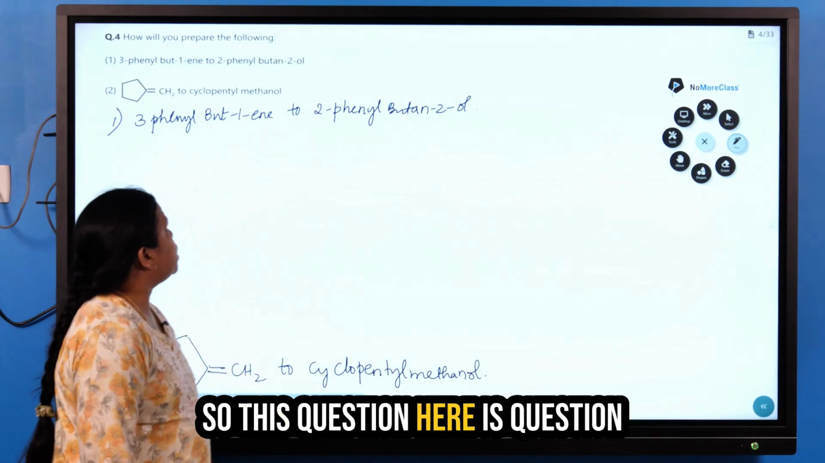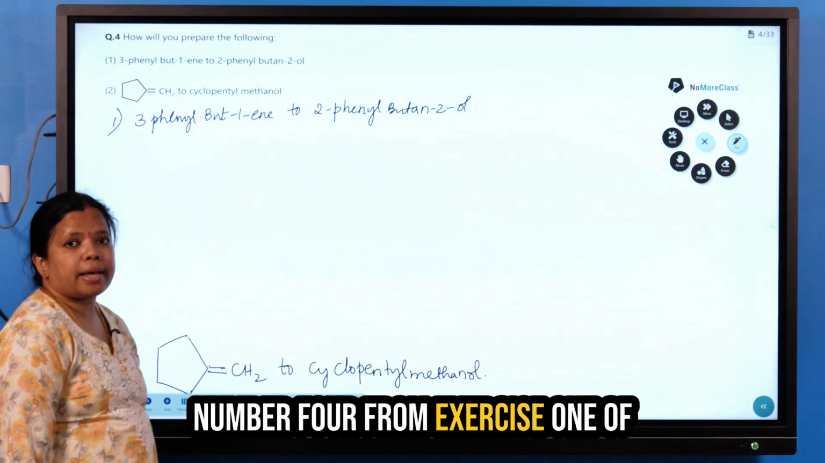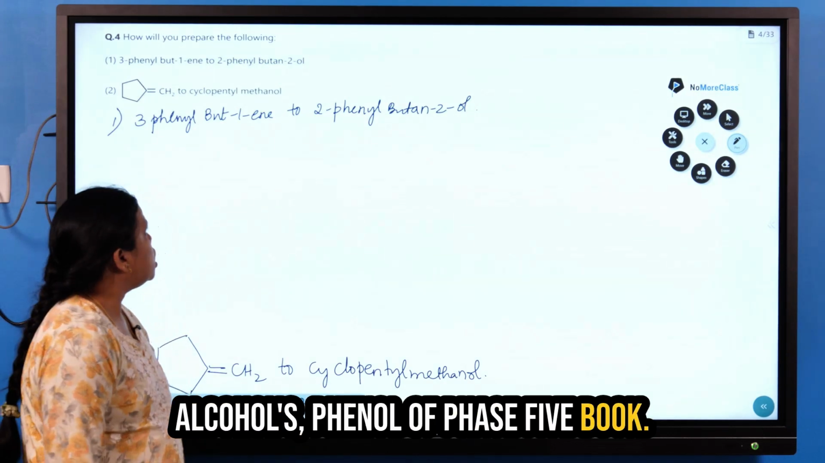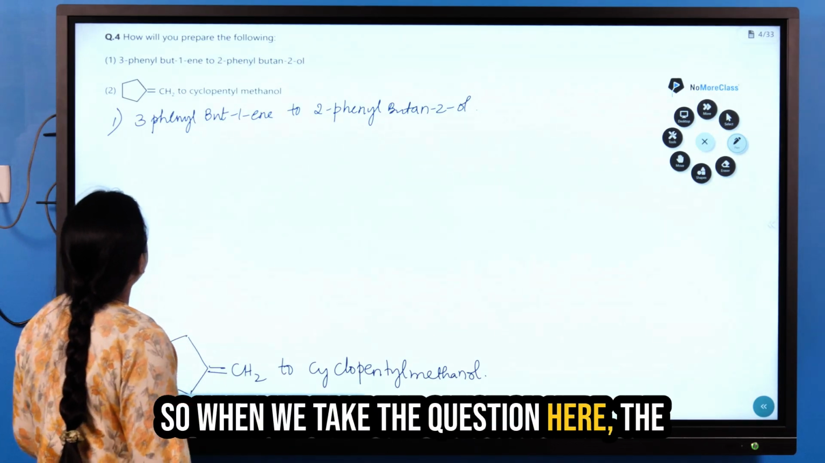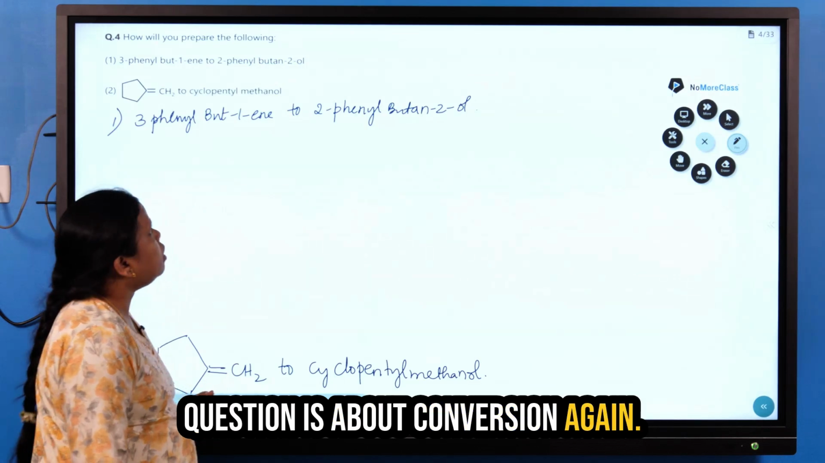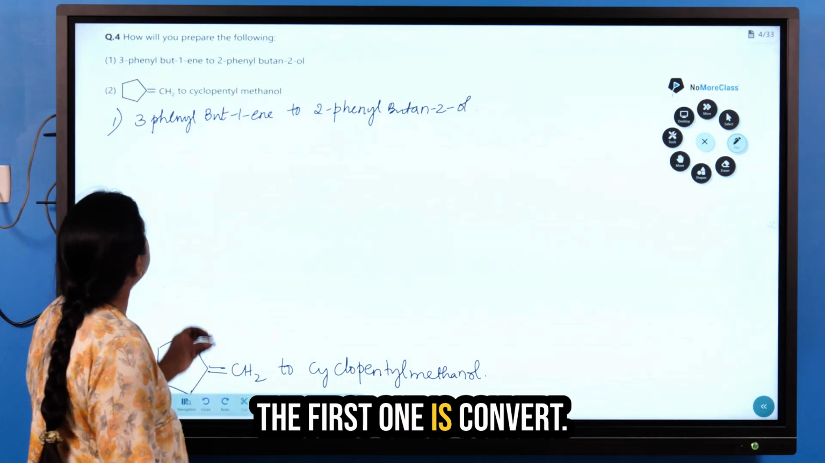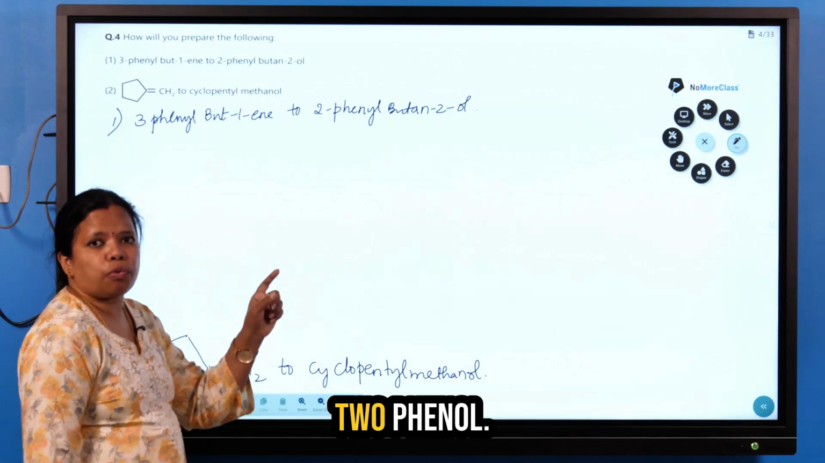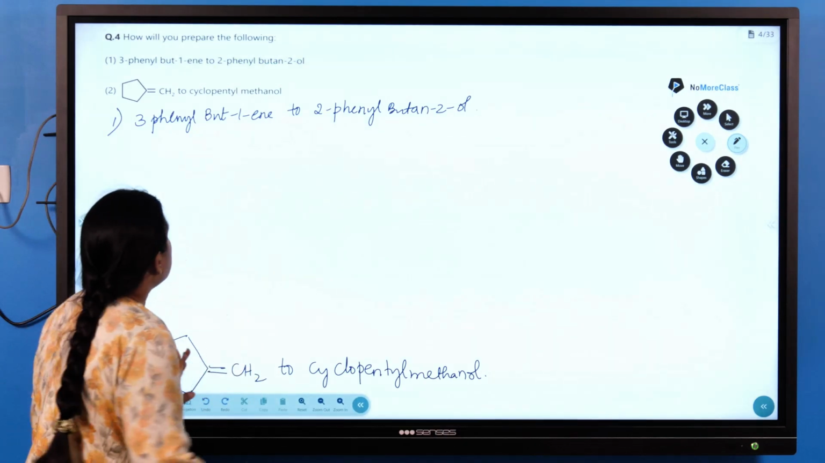So this question here is question number 4 from exercise 1 of Alcohols, Phenols, Ethers of Phase 5 book. The question is about conversion again. The first one is: convert 3-phenylbut-1-ene to 2-phenylbutan-2-ol. So that is our question.